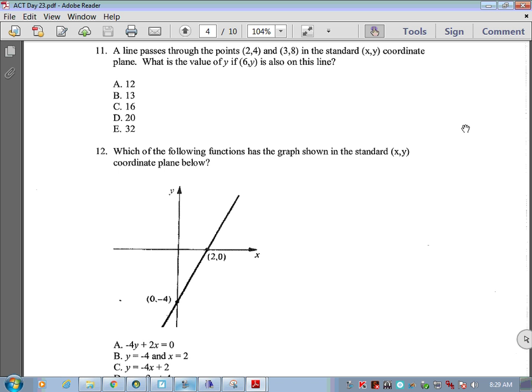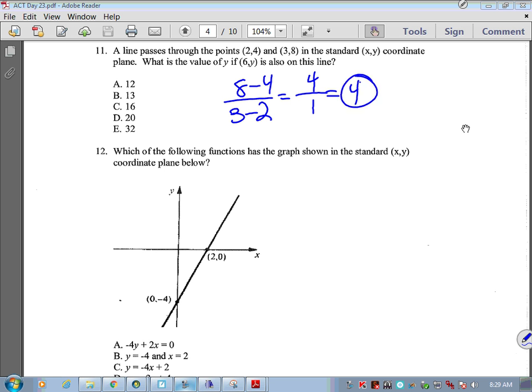11. A line passes through 2, 4, 3, 8 in the xy coordinate plane. What is the value of y if 6y is also on the line? Okay, well, the first thing I would do is find the slope from 2, 4 and 3, 8. So again, y2 minus y1. So I'd do 8 minus 4 over 3 minus 2. That's going to give me 4 over 1, so that tells me that I have a slope of 4, correct?